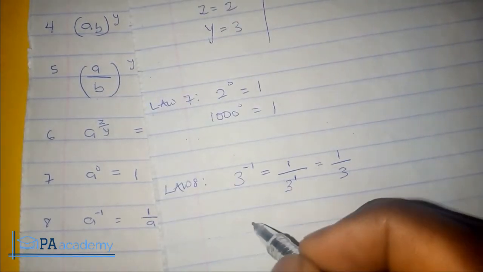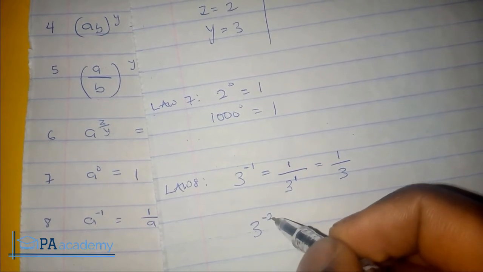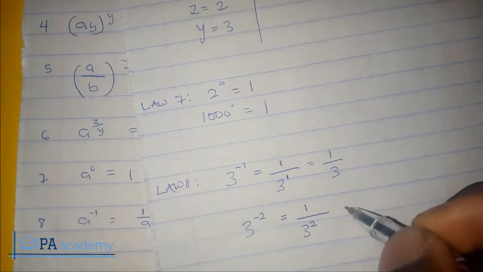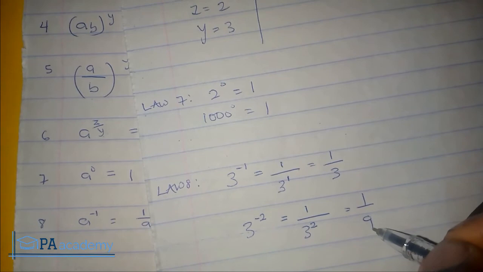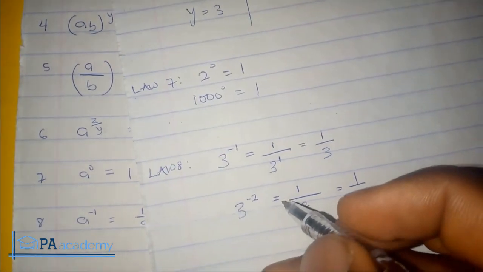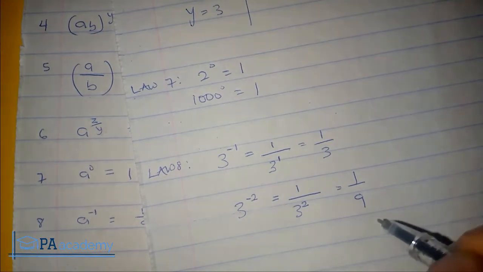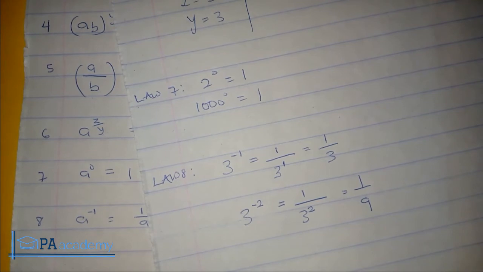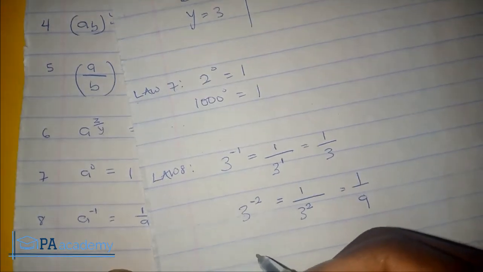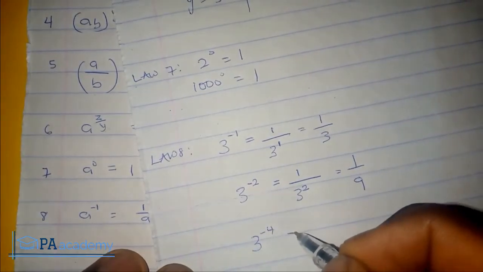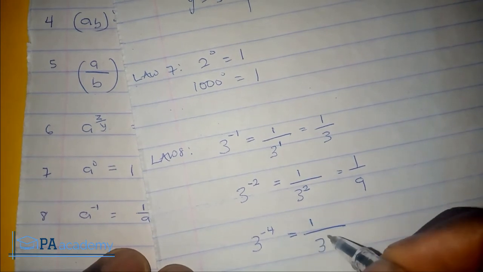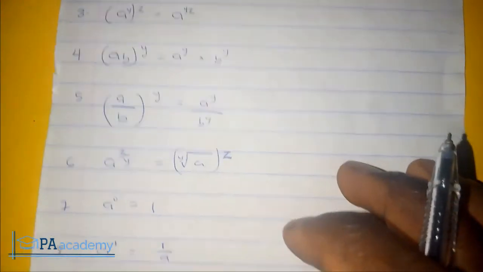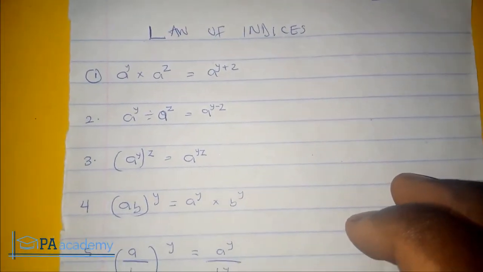Even if it is 3 raised to power minus 2, it's the same thing as writing 1 over 3 raised to power 2, giving us 1 over 9. So when you have a power that is negative, you just write equals to 1 over that same value without the negative. You can also have 3 raised to power minus 4, which is equivalent to 1 over 3 raised to power 4. So that is it for the laws of indices. So right here I've been able to break down these 8 laws that I have here.